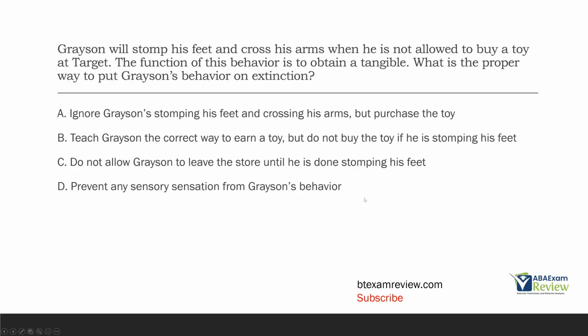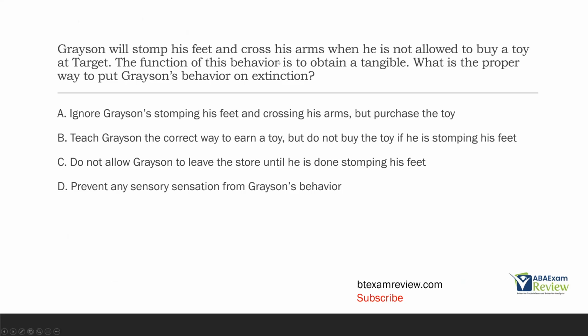Question 1. Grayson will stomp his feet and cross his arms when he is not allowed to buy a toy at Target. The function of this behavior is to obtain a tangible. What is the proper way to put Grayson's behavior on extinction? First things first, let's define extinction. Extinction is withholding reinforcement from a previously reinforced behavior.